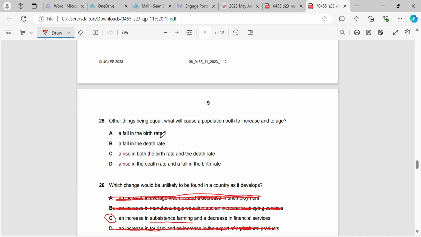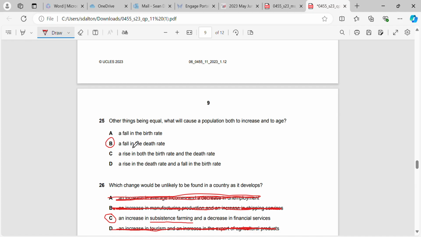Okay, I'm not going to spend too long on this. Question 25. Other things being equal, what will cause a population both to increase and to age? So what's going to make the number of people in a country go up, as well as the age of the people in the country go up? And an easy answer to that, it will be a fall in the death rate.